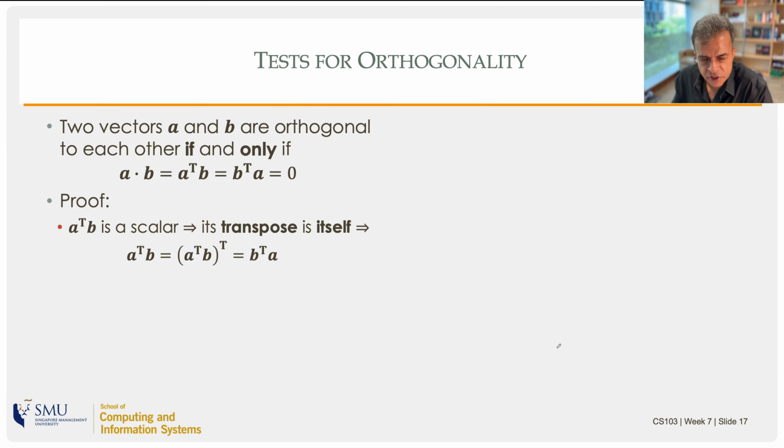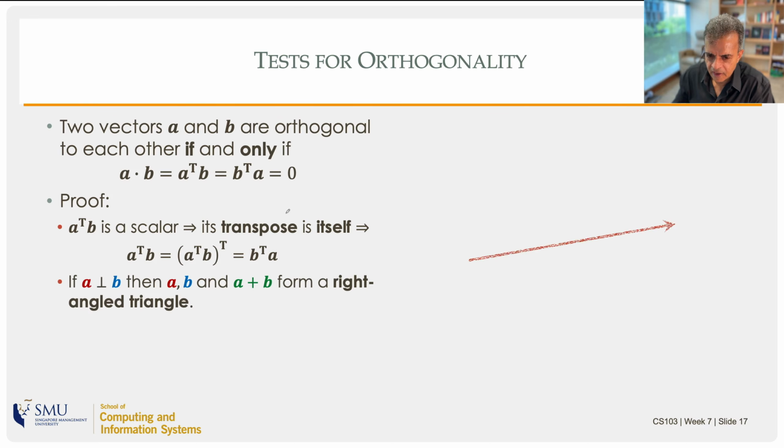A transpose b, as you know, is the accumulated product, component by component, element by element, between a and b. It is a sum product, and that's a scalar, it's just a number. If you think of it as a 1 by 1 matrix, its transpose is itself, because it's just one number. What we can say is that a transpose b is the same as its transpose, so that is the same as b transpose a, which is how we can write that. So that is one statement.